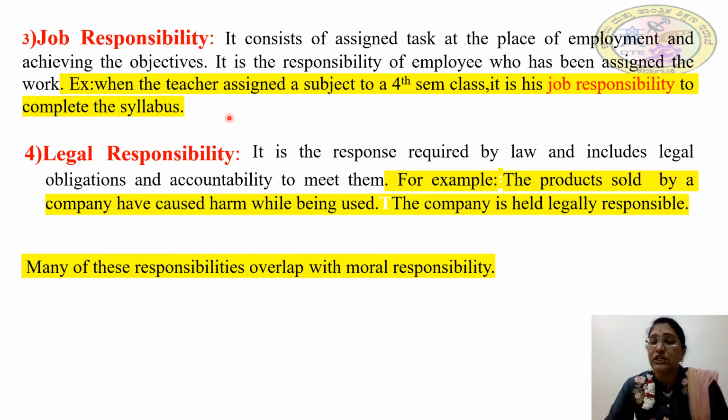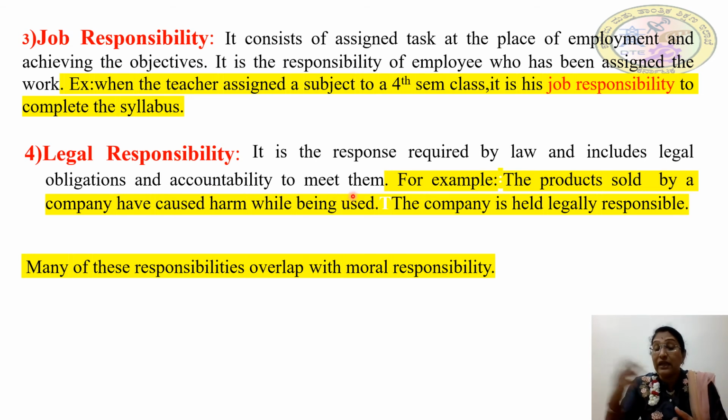So the teacher's responsibility is what? The work assigned to that teacher should be completed well before the time. If it is not done, then the teacher is responsible for any questions asked by the principal or higher authority. Okay. Next, legal responsibility. Legal responsibility, you just see here, it is the response required by law and includes legal obligations and accountability to meet them.